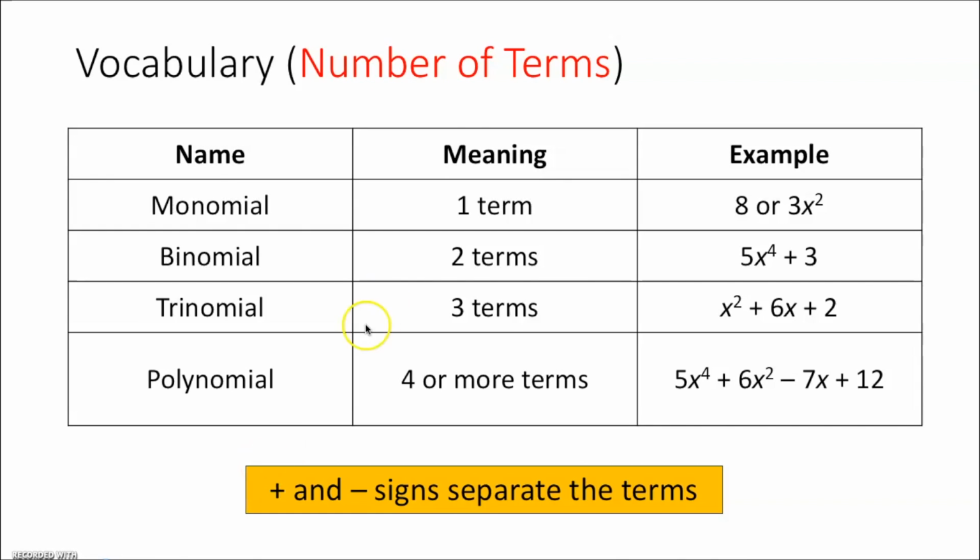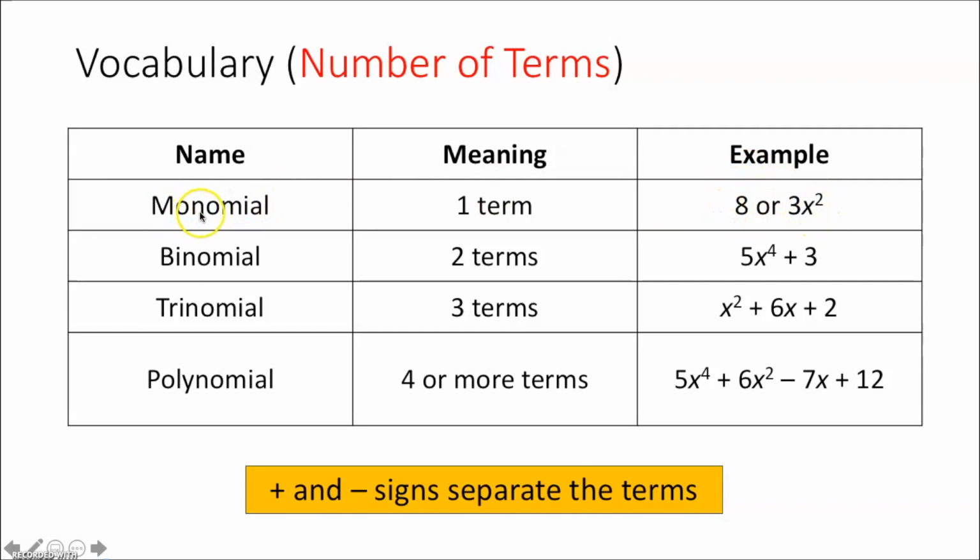Now, let's talk about the number of terms. How do we classify based on the number of terms? We've talked about classifying a polynomial based on its degree, but how do you classify based on the number of terms? If there are no plus or minus signs, you're going to call that a monomial. It's one term. It's a singular term. So here we have 8. Here we have 3x squared. Each of those are monomials.